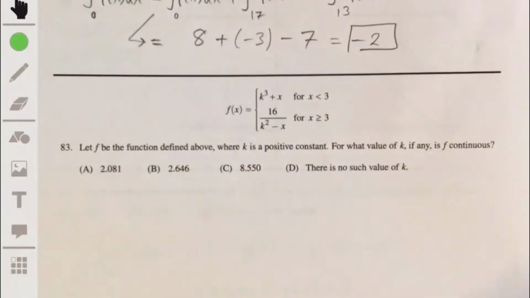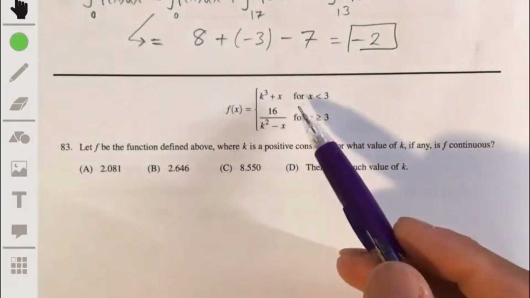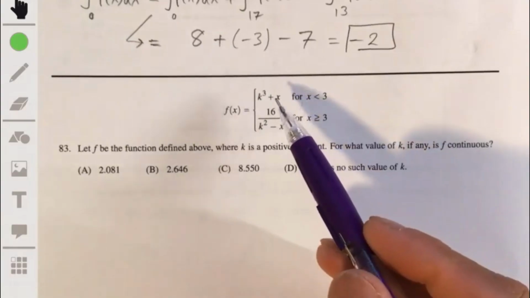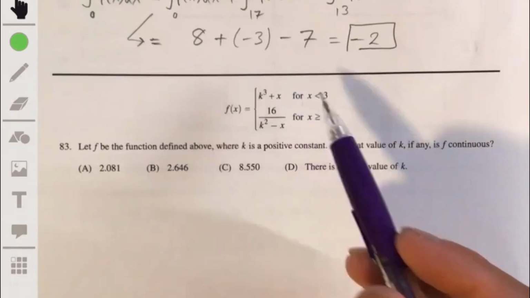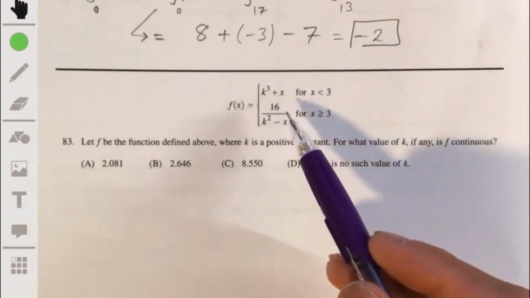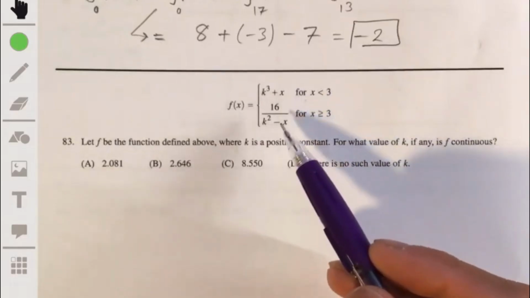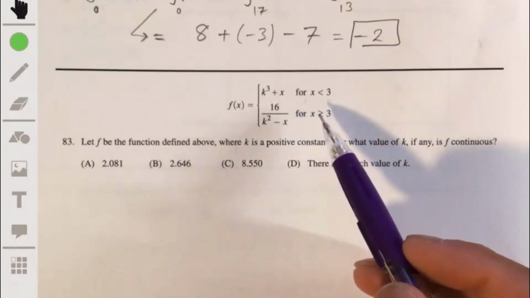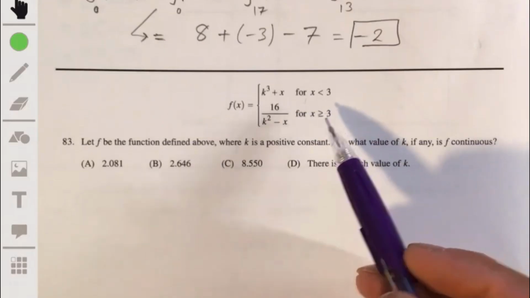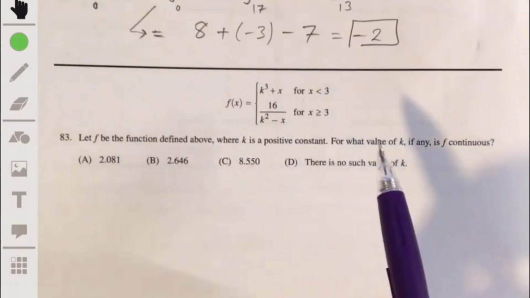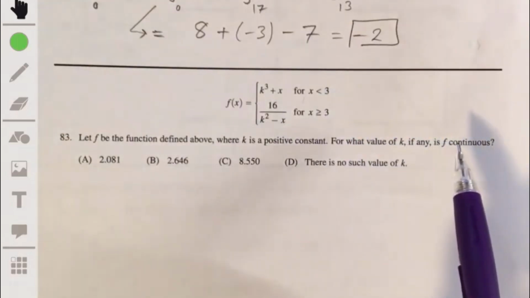All right, 83. Let f be the function defined here. We have a piecewise function where k cubed plus x is the first piece for x less than 3, and 16 over k squared minus x is the rest of the function for x greater than or equal to 3. For what value of k, if any, is f continuous?